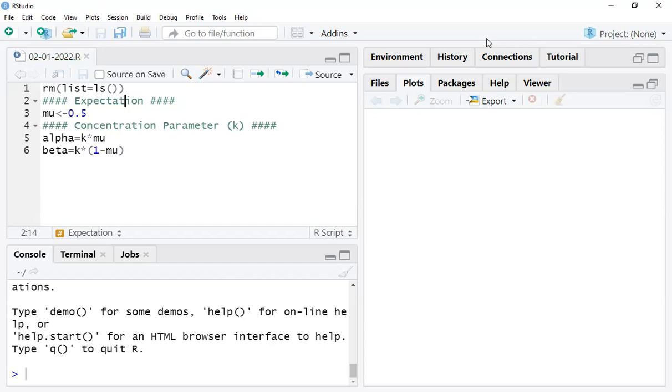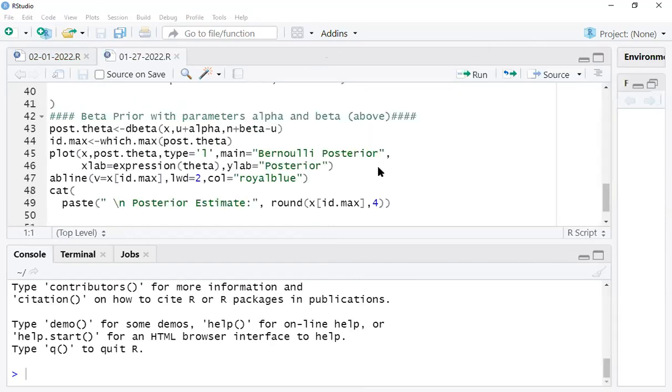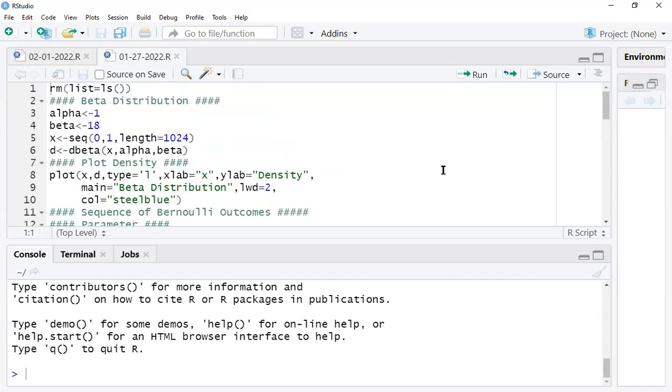So, going to go back to what we did last time. So we have to go back to that previous file. Last time we did the posterior distribution and we used alpha values and beta values, but we used alpha and beta arbitrarily. Here, we tried several different cases.